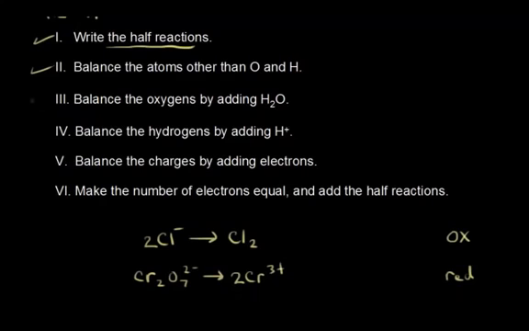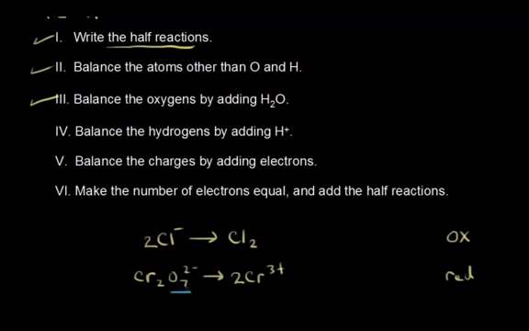Step 3, balance the oxygens by adding water. So if I look at my oxidation half reaction, there are no oxygens, so I don't need to worry about doing anything to this half reaction at the moment. I go down to the reduction half reaction, and I do have to balance my oxygens. So I can see that I have 7 oxygens on the left side and none on the right. And so I need to do that by adding water.